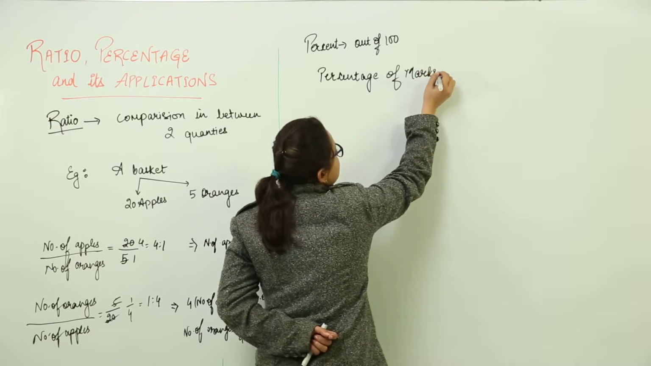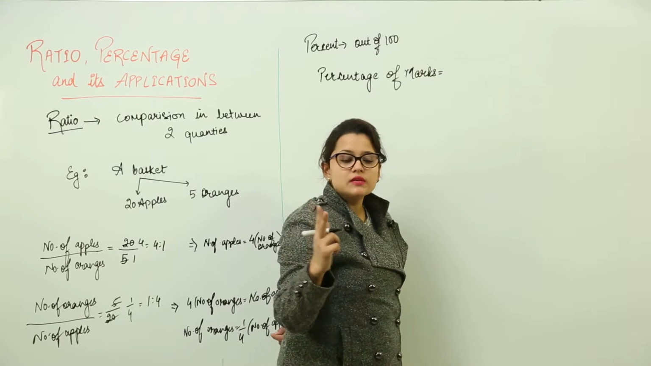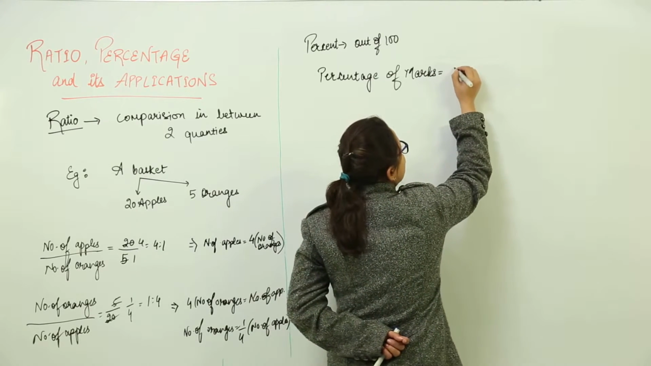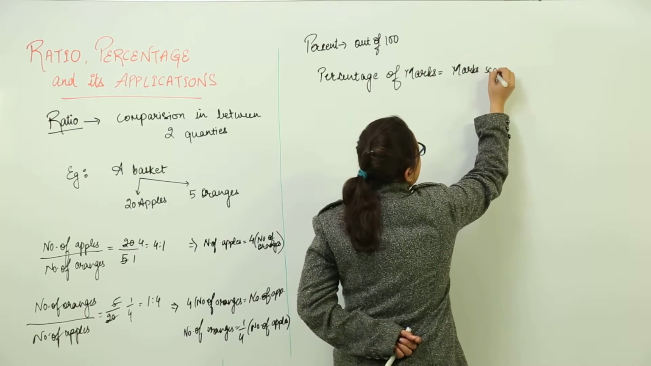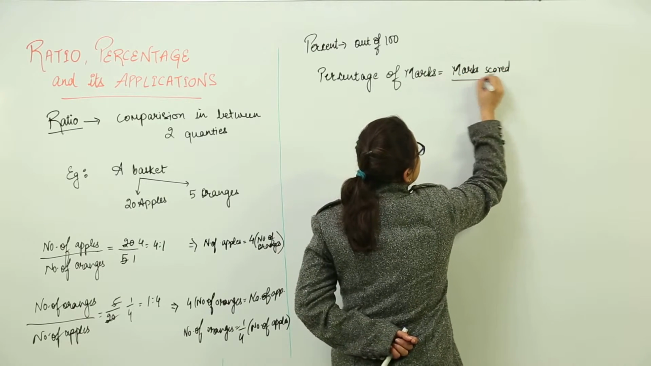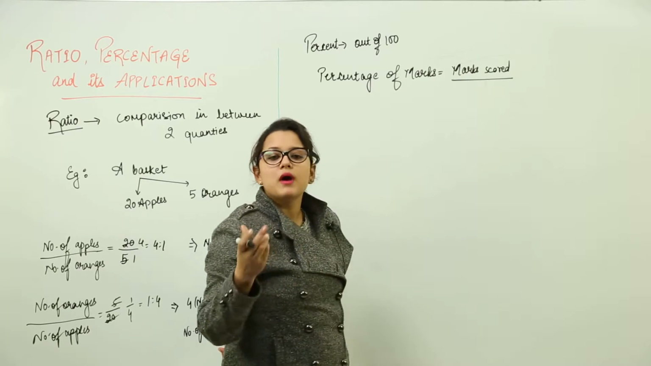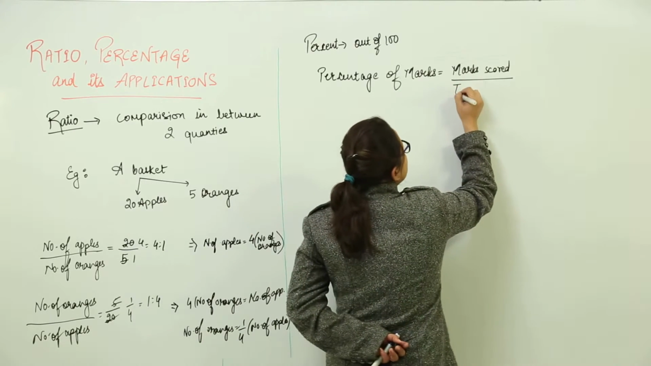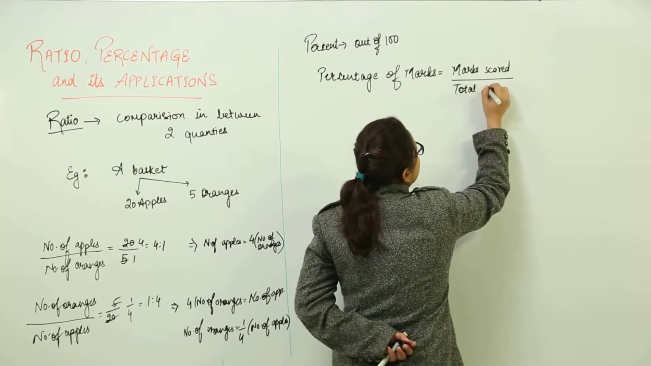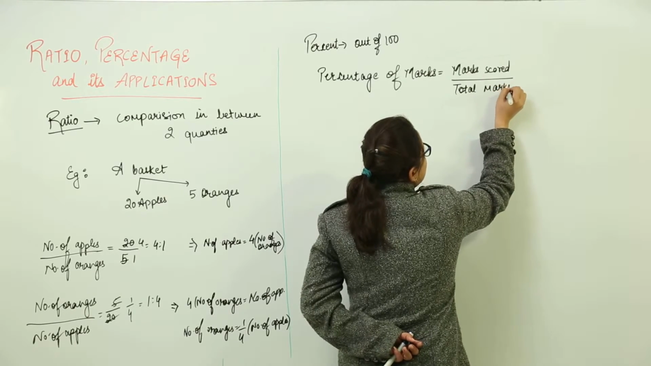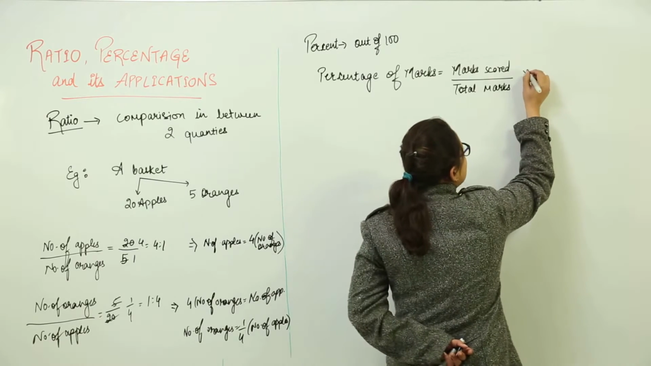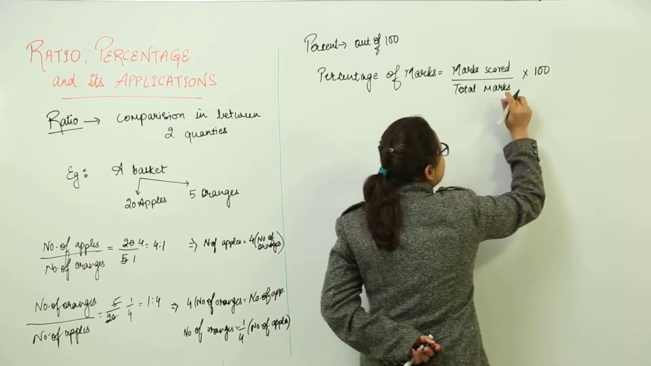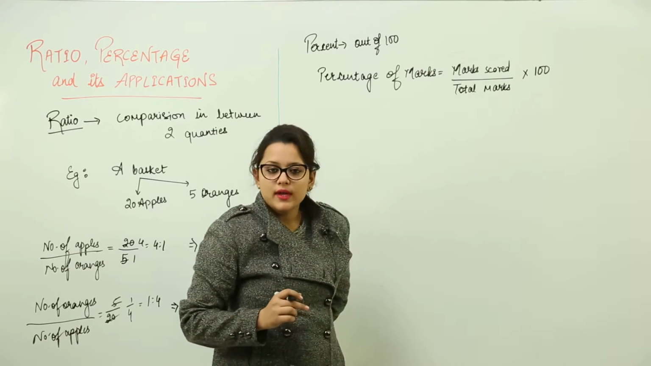Now for this you will be requiring two things. First thing would be how much marks have you scored, so I will write marks scored in short form, and the other quantity that we will require is the total marks. The total marks would be written in the denominator. Now whatever this ratio comes out to be will be multiplied with 100 to convert into percentage, right?